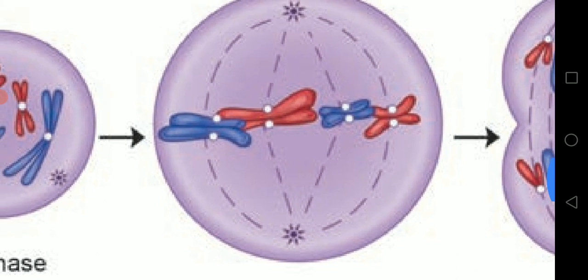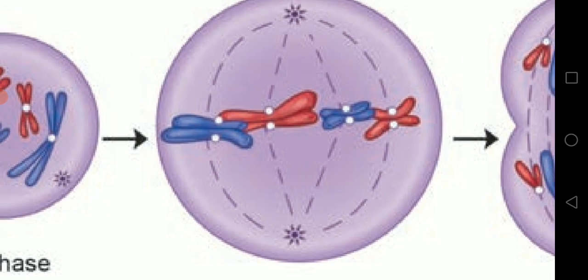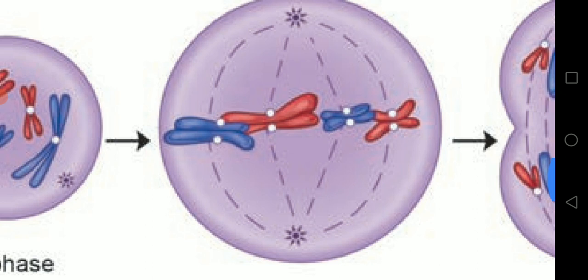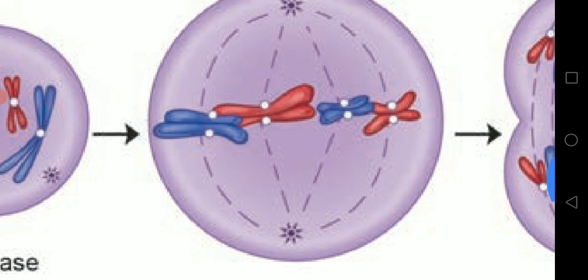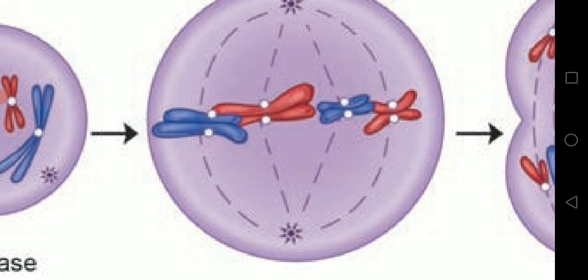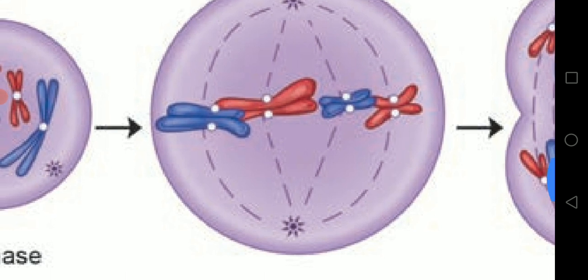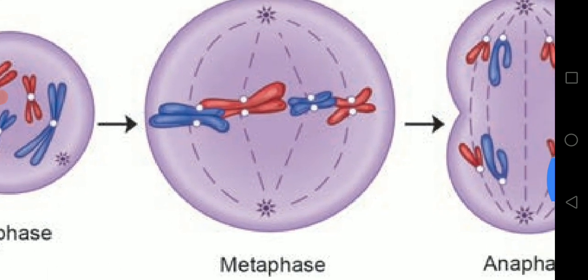The centromere of each chromosome divides into two, along with the chromatids. So this is the information about metaphase.